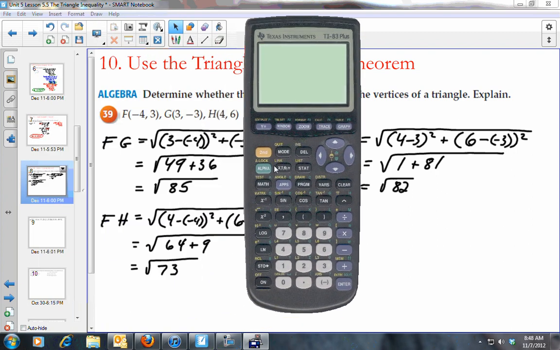All right, so let's add the square root of 73. Then on my calculator, I've got to close the parentheses there, or everything else I type in is still under that initial square root, plus the square root of 82. And I've got to close the parentheses on that one. Okay, so is that greater than the square root of 85? It is. So yes, the two shortest have a sum greater than the longest, so it does work.